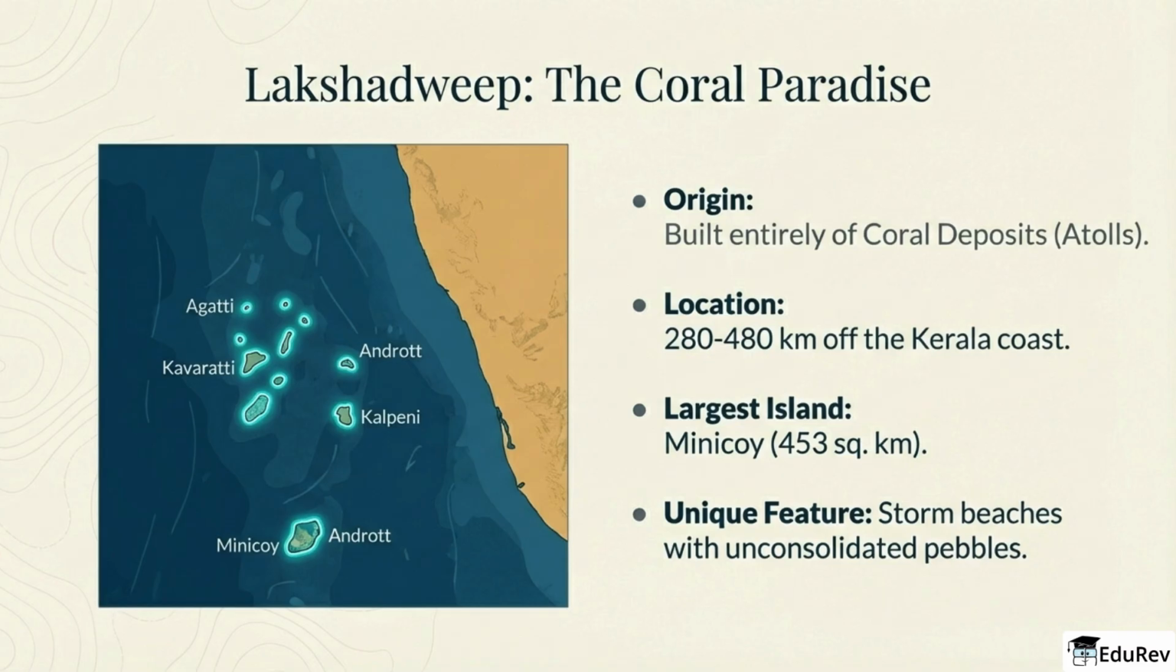Unconsolidated means loose, not cemented into solid rock. So these beaches are shaped and rearranged strongly by storm waves. Hold this as a clean mental split. Andaman Nicobar is tectonic and volcanic linked. Lakshadweep is coral and atoll linked, and you are exam ready.